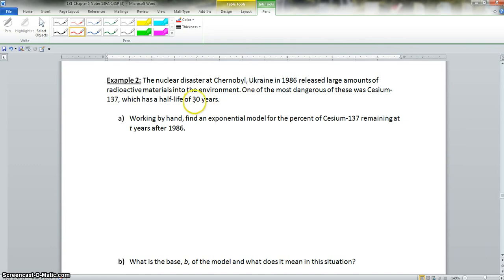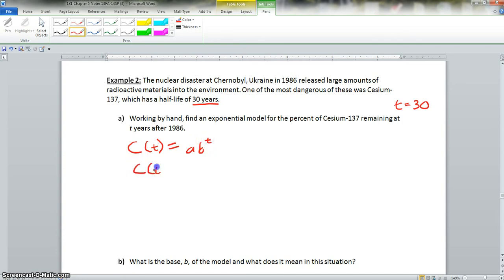So if you look here, it says it has a half-life of 30 years. So we know, as far as our t is concerned, our t would be 30 years, because this would be 30 years after 1986, which we all know is 2016. So now we'll write our formula. We have C of t is equal to, now we know we will have ab to the t.